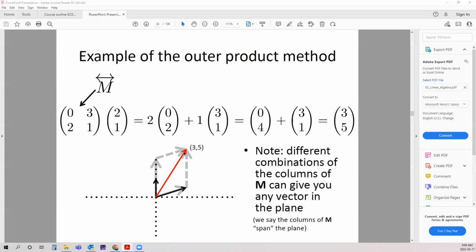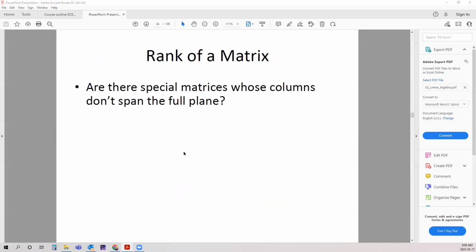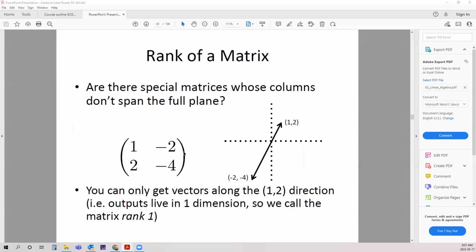Is that clear? No different combination of the columns of M can give you any vector in the plane. We say the columns of M span the plane. Rank of a matrix. Are there special matrices whose columns don't span the full plane? Yes. You can only get vectors along the 1, 2 direction, so the output lives in 1 dimension, and we call the matrix rank 1.